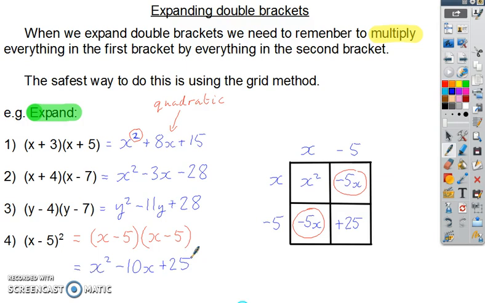Enjoy your questions, ladies and gentlemen. Ask your teacher if you've got any problems. There is another way to do these. It's called the FOIL method. It's not quite as safe as a grid method, but if you'd like to know about that, again, ask your teacher.